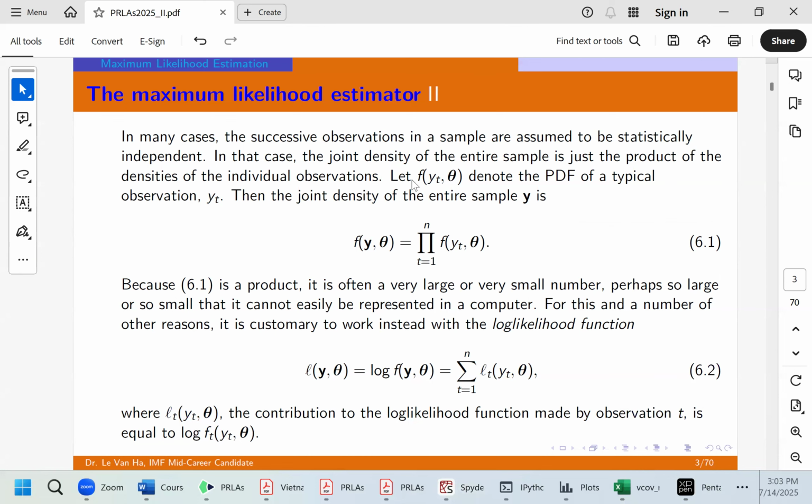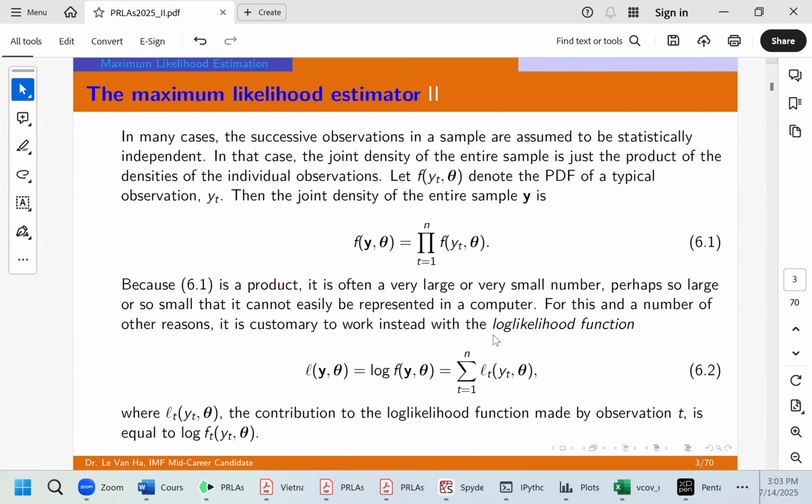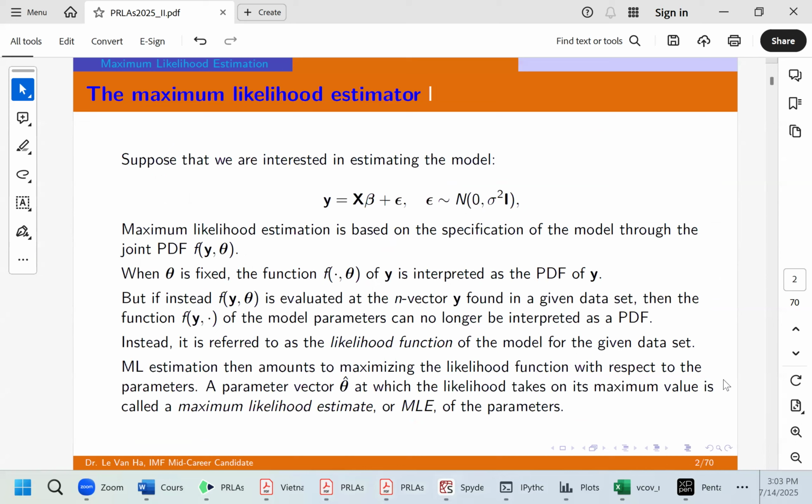So, for example, if we now assume that our epsilon follows a normal distribution with mean 0 and variance sigma squared times I. When it is sigma squared times I, it is identically and independently distributed, because of the diagonal there is no covariance. On the diagonal it is always sigma squared. So that's the idea of IID.